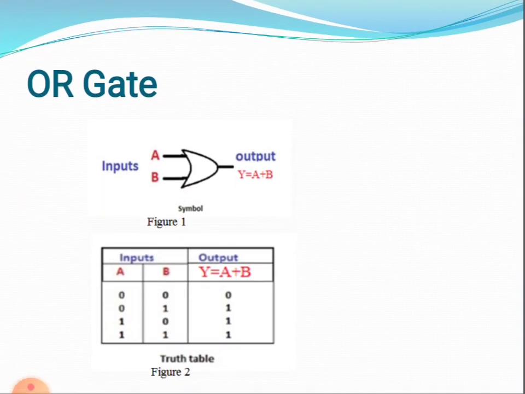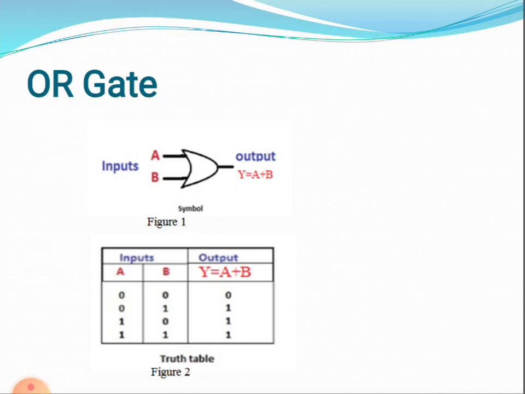OR gate. The output of an OR gate is 1 if one or more inputs are 1, or in other words, a high output, that is 1, results if one or both the inputs to the gate are high, that is 1. If neither input is high, a low output, that means 0, results. It behaves according to the truth table. Look at this figure 1. Figure 1 shows the logical symbol for an OR gate, and figure 2 shows the truth table for an OR gate.